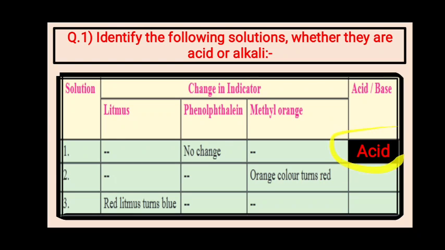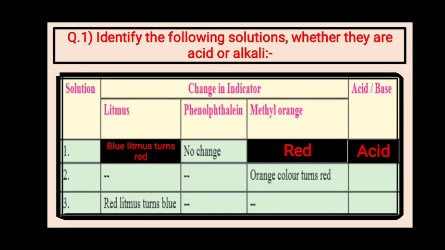Now suppose if this is acid, then what change will be seen in methyl orange and litmus paper? Methyl orange will change to red, and in litmus paper what change? The blue litmus paper will turn to red. So this is the first answer. Since there was no change in phenolphthalein, it is an acid. Methyl orange will change to red and blue litmus will turn to red. Next one.